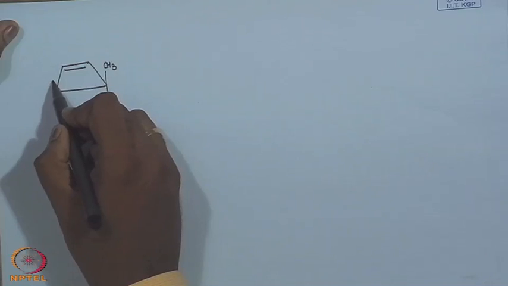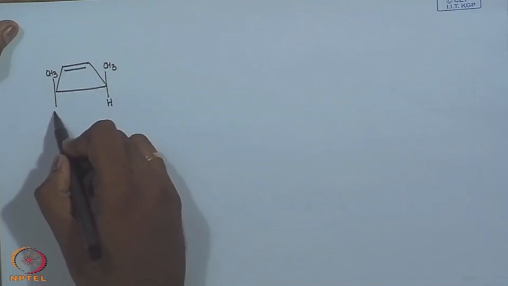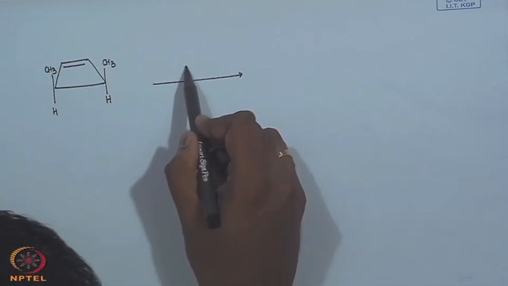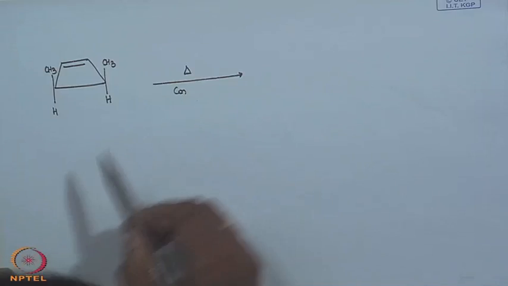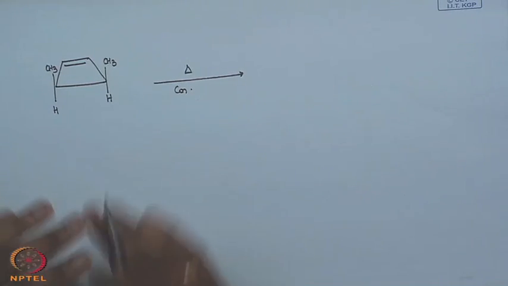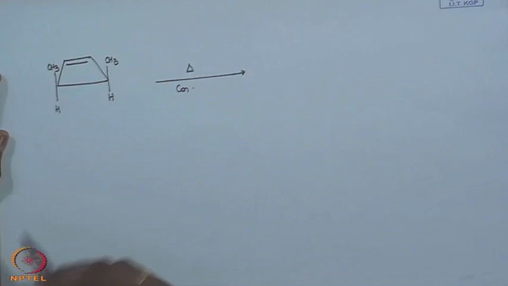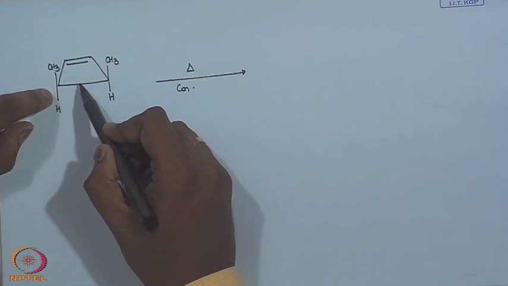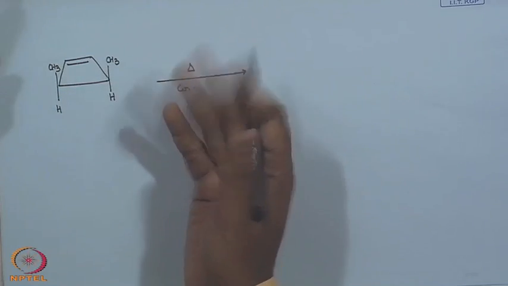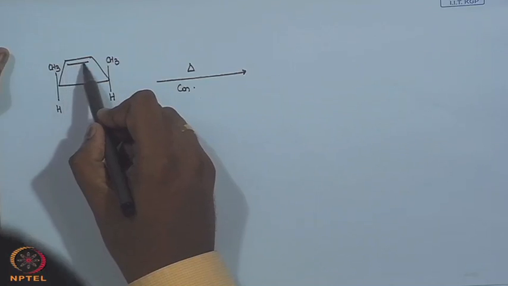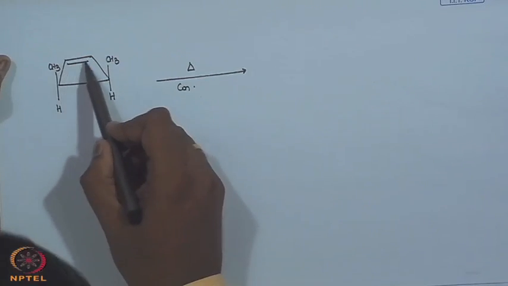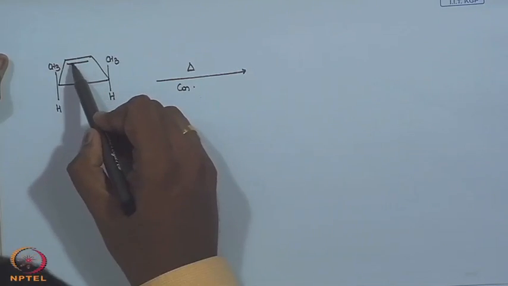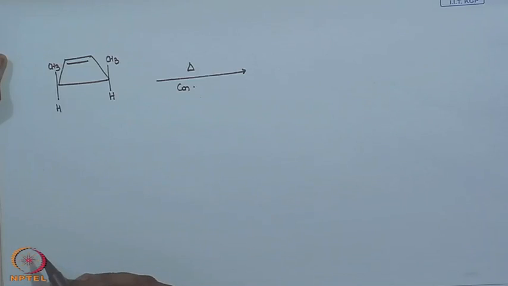Methyl hydrogen, heating, conrotatory. Okay, heating. Now, what system is it? See, there are many ways of looking into it. If you involve this, then it becomes a 4n system. If I am not going to involve this, and I just count with respect to my pi electron system, then it is just like your 4n plus 2, right. I am not going to involve this one, I am just going to see with respect to this. So, then it is 4n plus 2.